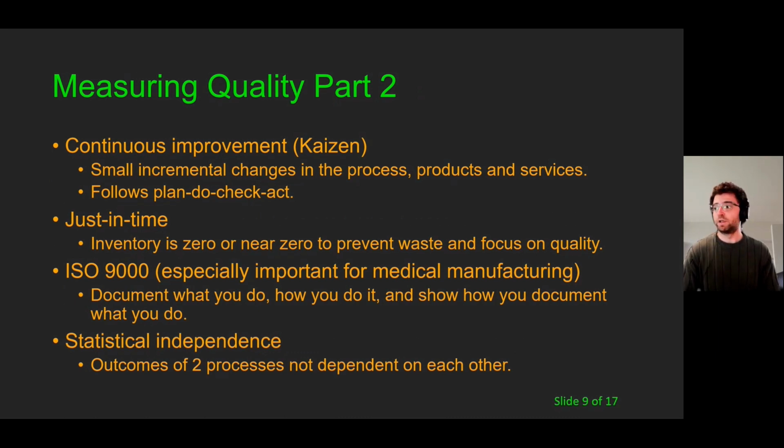How else do we measure quality? One way is Kaizen, which is again continuous improvement. It strongly follows the plan, do, check, act. And again, what's important to keep in mind here is that with Kaizen, however you wish to pronounce it, you are making small changes, and it is in a process for a very specific product at a very specific point in time for a very specific issue.